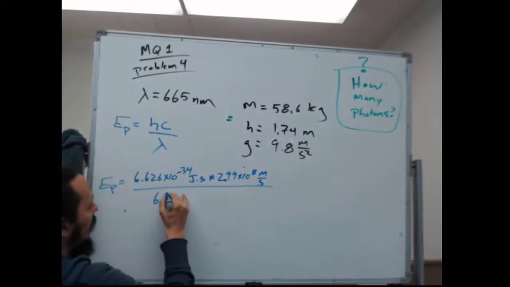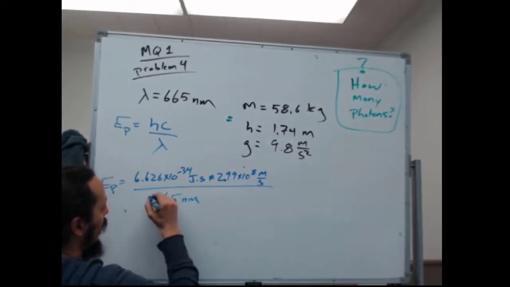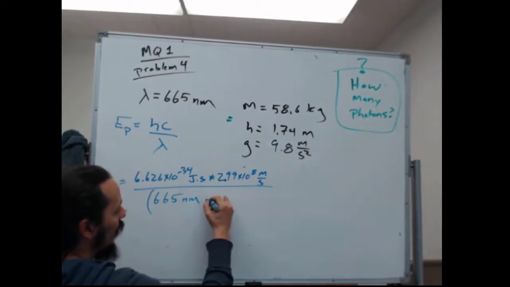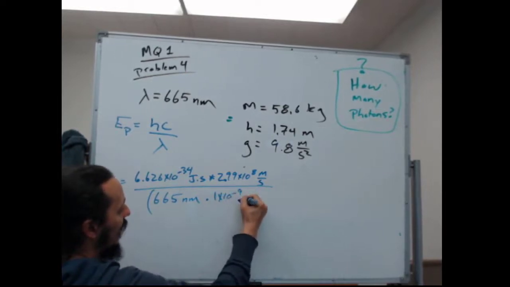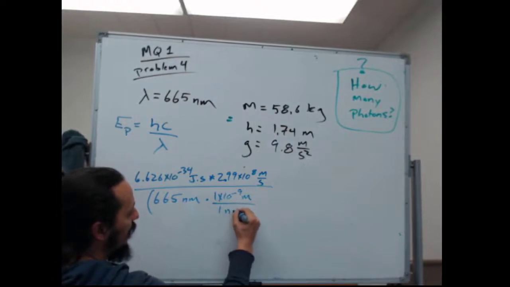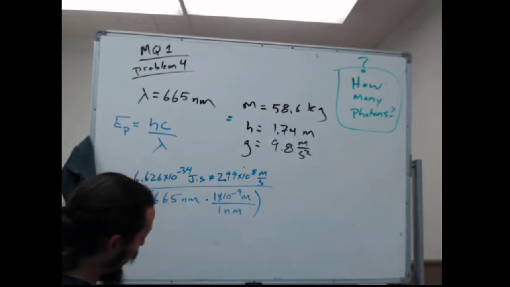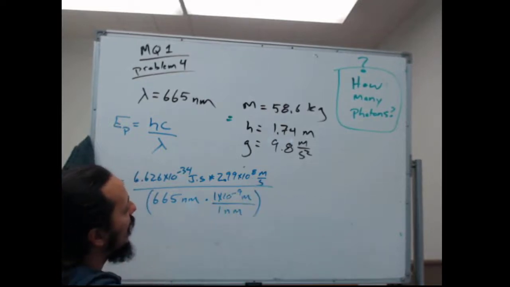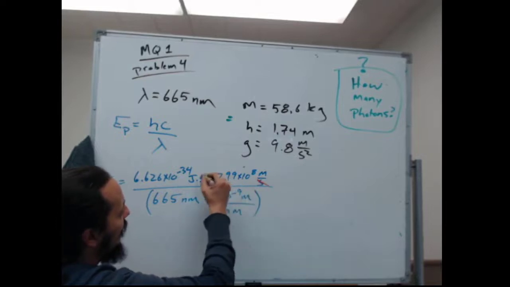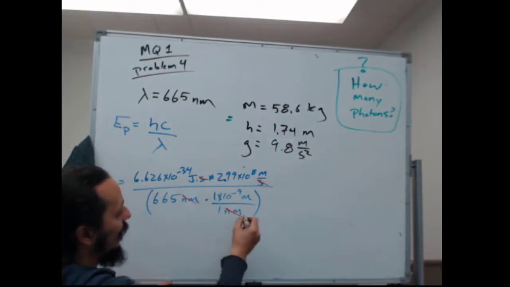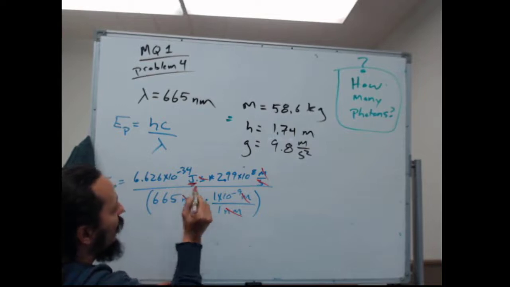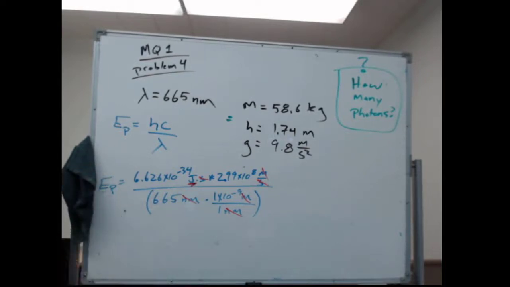Wavelength is 665 nanometers. And I'm going to go ahead and do 1 times 10 to the minus 9 meters per 1 nanometer to convert it into meters. It's really important that we're consistent with our units. So you notice because the speed of light is in meters, the seconds is going to cancel out. Nanometers will cancel out there, meters will cancel out there, and I'll just be left with units of joules. I'll get something that's an energy, which is what we wanted to get. Go ahead, grab your calculators and calculate along with.